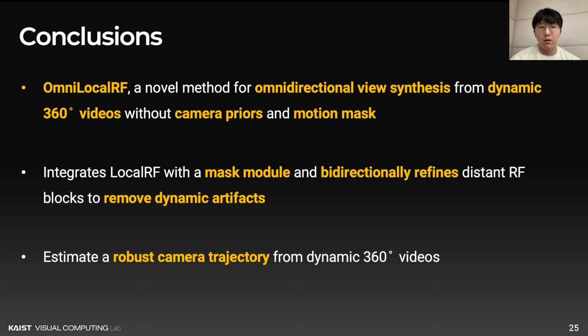We have presented a novel method, so-called OmniLocalRF, for omnidirectional view synthesis from dynamic 360-degree videos without requiring camera priors and motion masks. Our approach integrates local radiance fields with a novel mask module and bidirectionally refines distant radiance field blocks to remove dynamic artifacts and fill in occluded regions with details. Our method can also estimate a camera trajectory robustly from 360-degree videos even with dynamic objects.